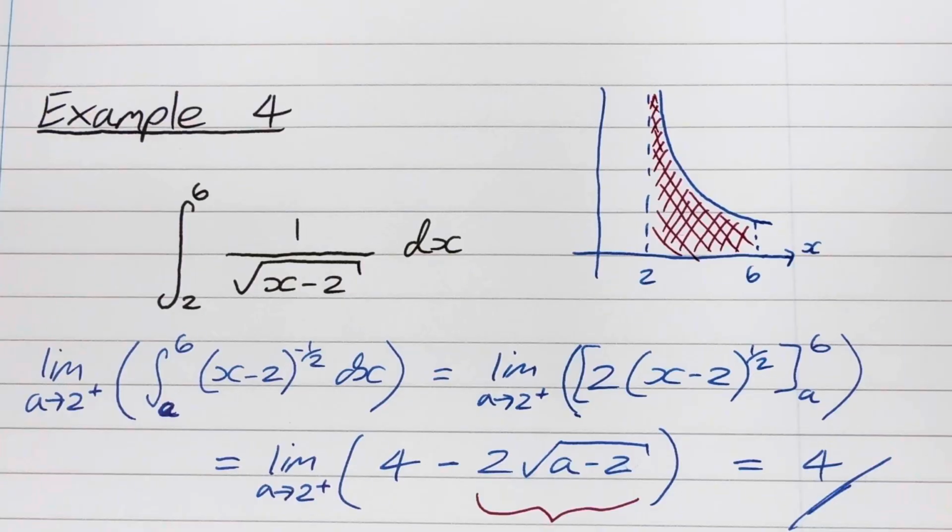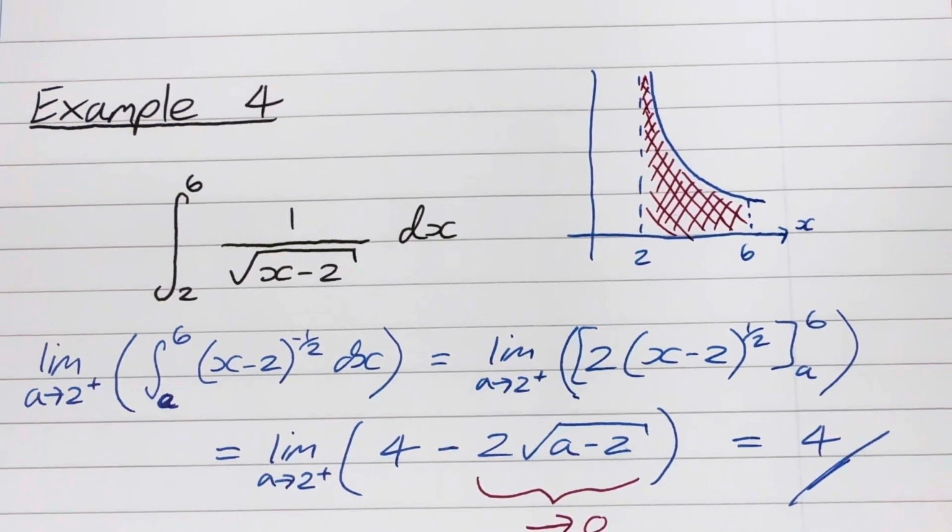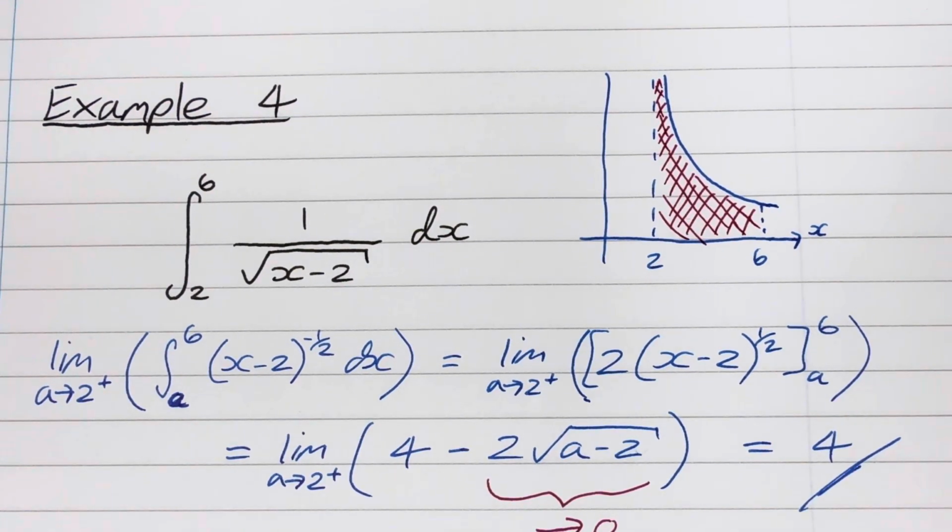So that's the first case of improper integrals. In the next video, we'll have a look at improper integrals which have a horizontal asymptote, and then we consider how to deal with those.